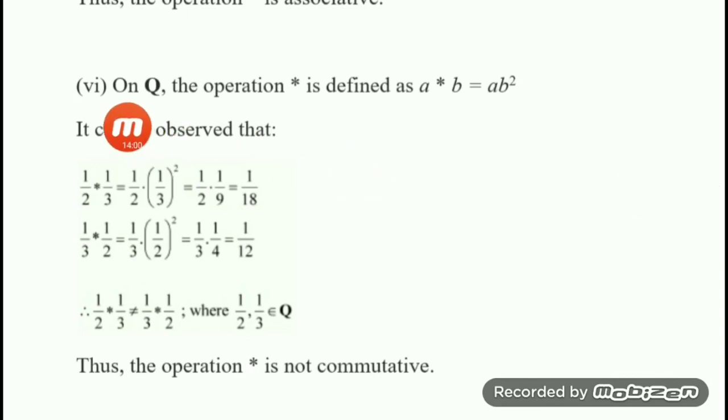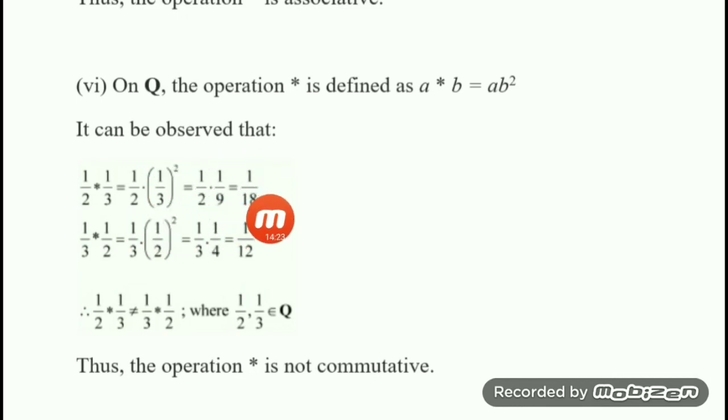Next one. On Q, star is defined by A star B is equal to A B square. First number, square of the second. They are obviously not equal, because if I take B star A, then the first number will be B, then A square. Okay, that means this is not commutative. So I am giving an example. Half and 1/3 are the numbers. So half into (1 by 3) whole square. (1 by 3) whole square means 1 by 9.